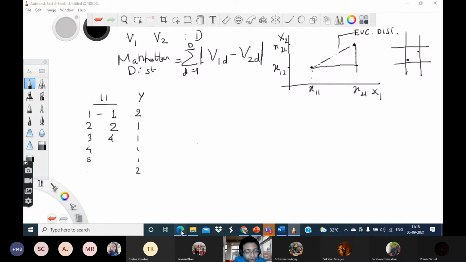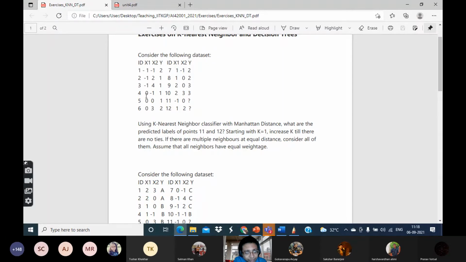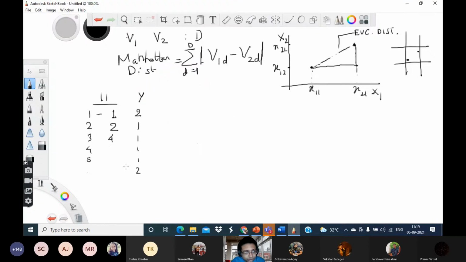Fourth, similarly for the fourth point, again you can see what's the difference. What's the Manhattan distance in this case? 2. So 0 to -1, difference is 1. -1 to 0, difference is also 1. So 1 plus 1, 2. So the distance is 2, and the level is again 1.